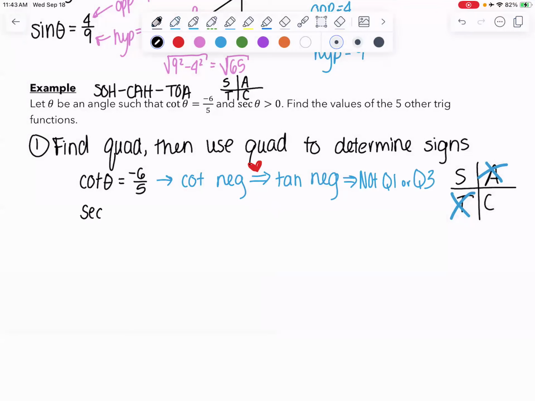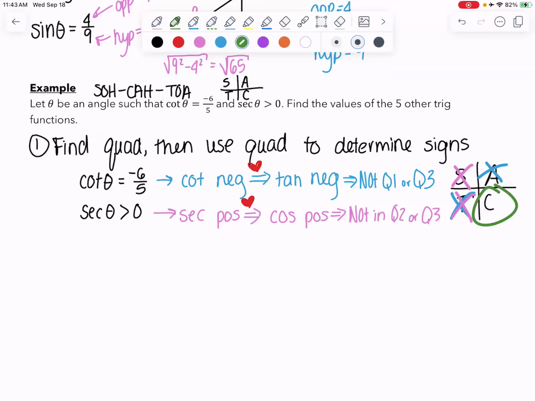The other information we were given is that secant of theta is greater than 0. So that means secant is positive. All Students Take Calculus, we need to switch it to its main cast friend. So secant's soulmate is cosine. So if secant is positive, so is cosine. So if cosine needs to be positive, it can't be in quadrant 2 and it can't be in quadrant 3. That leaves us just with quadrant 4. So we know that this guy is in quadrant 4.